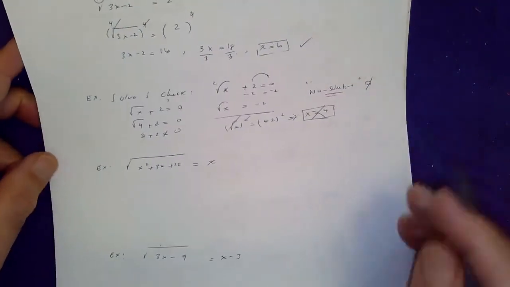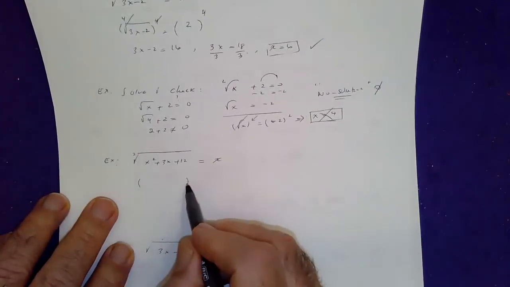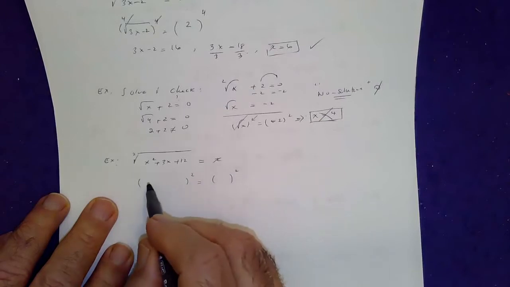Sometimes no solution is shown by that notation. What about this one? Well, the index is 2, so you raise both sides to the power of 2, correct?